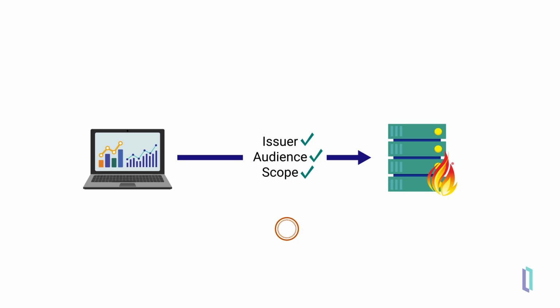A token can be properly signed and unexpired, yet still be rejected if those elements don't align. Be sure to configure your authorization server carefully, register it correctly on the FHIR server, and define scopes that match your access requirements.